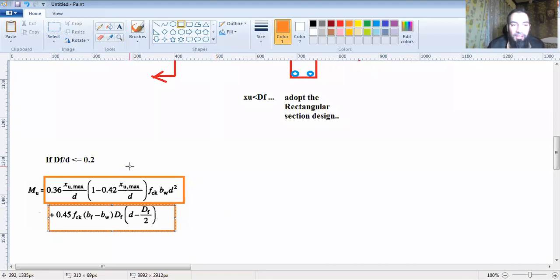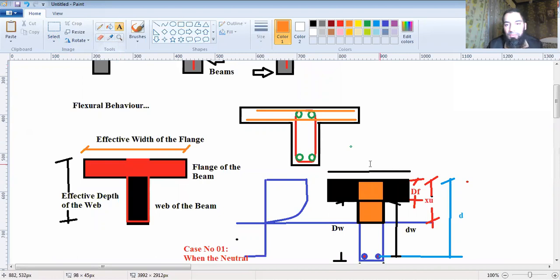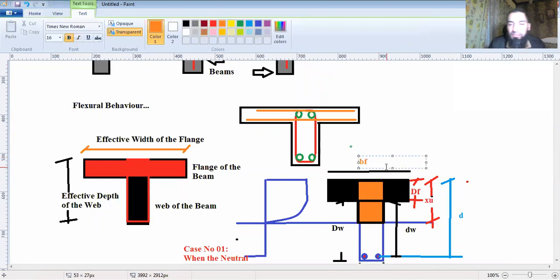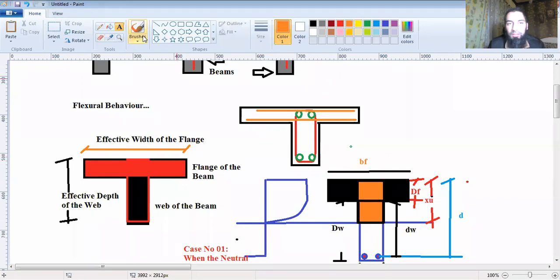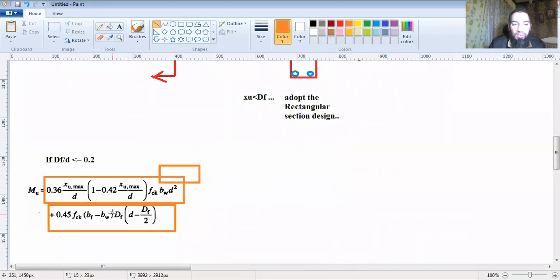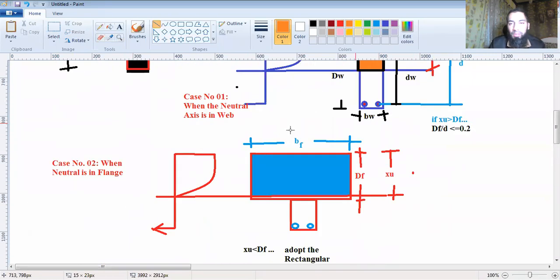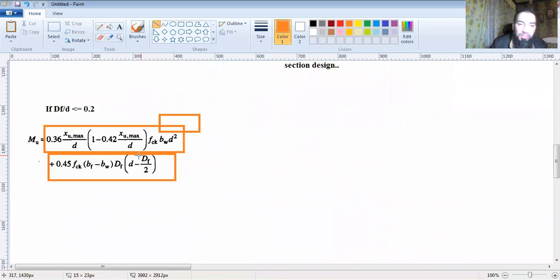So this we know from the rectangular behavior. We know part 1. Now part 2, how is its behavior known? bf minus bw. What is bf minus bw? bf is the total, all of this, right from here up till here, and bw is this portion. So what is left is this and this, if you do bf minus bw, into Df. What does it give you? It gives you the area of the section which is in compression.